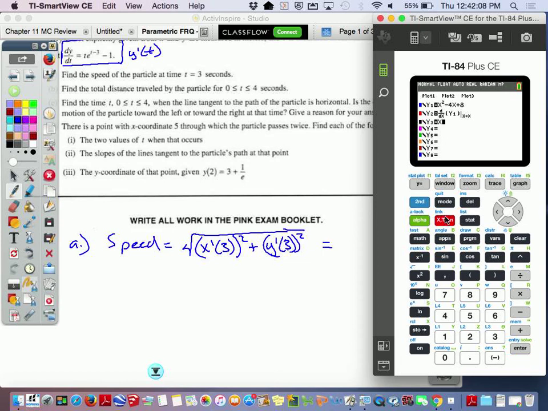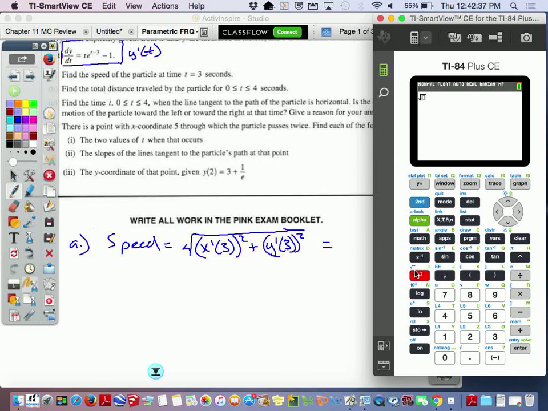And then y3, I'm going to put in my y prime, my dy/dt. And that is x times e to the x minus 3, minus 1. Now by having these all in, y1, y2, and y3, it's going to make plugging the speed equation in a lot easier. So I'm going to go back to my original window.